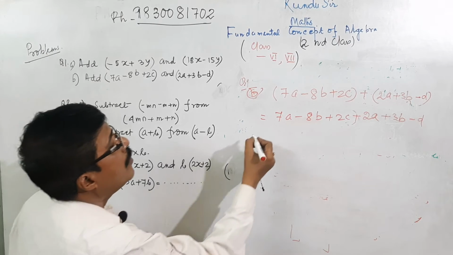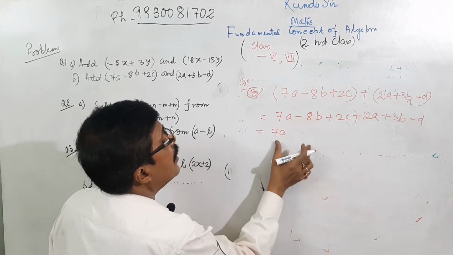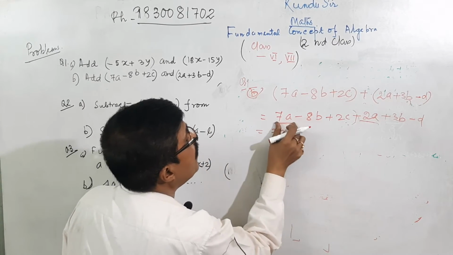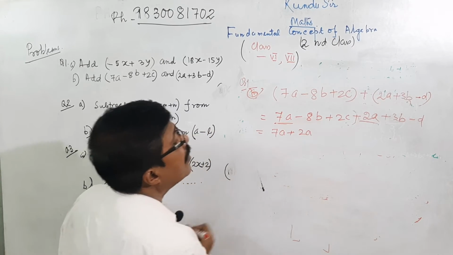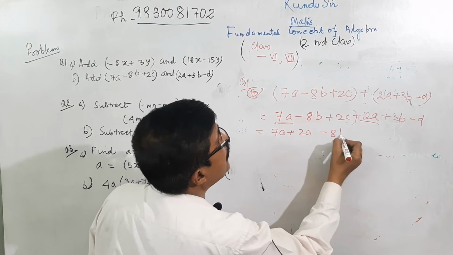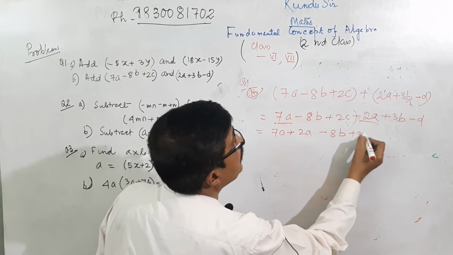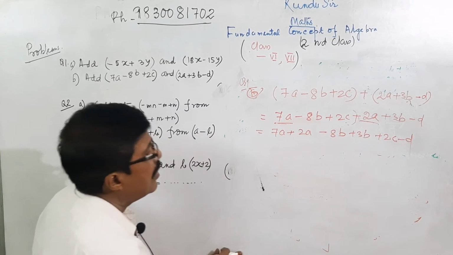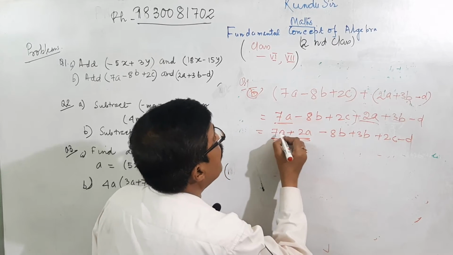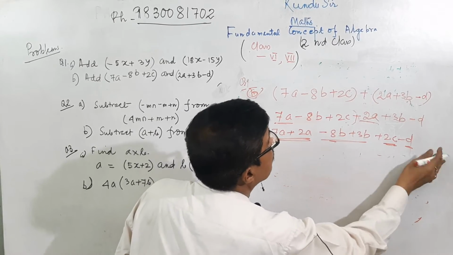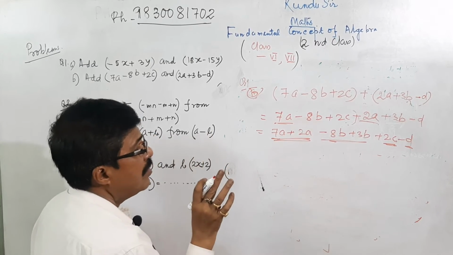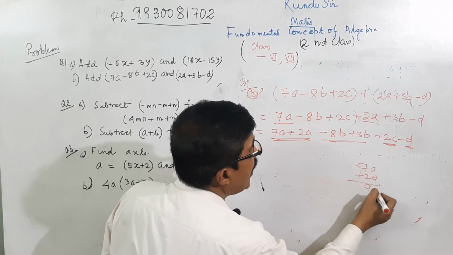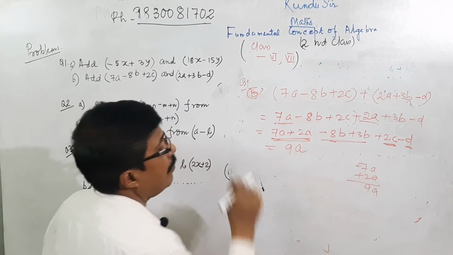Now we are accommodating the same terms according to their type. That is 7a plus 2a. Next is minus 8b plus 3b. Next one plus 2c minus d. The terms are the same because both are having a. So 7a plus 2a equals 9a. We are putting here 9a.